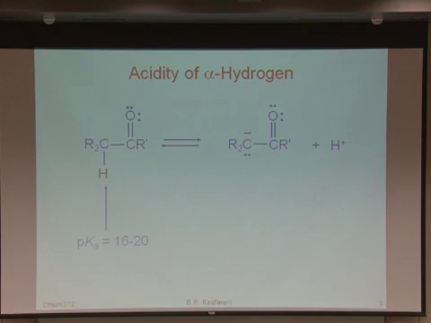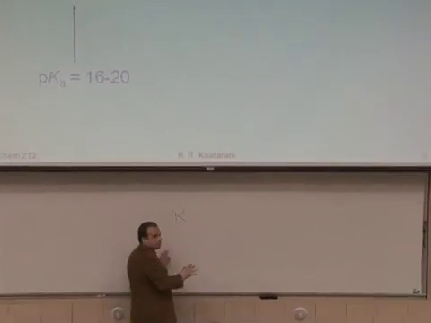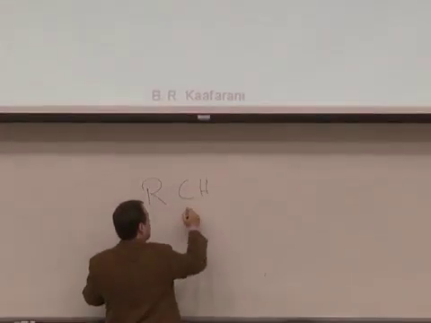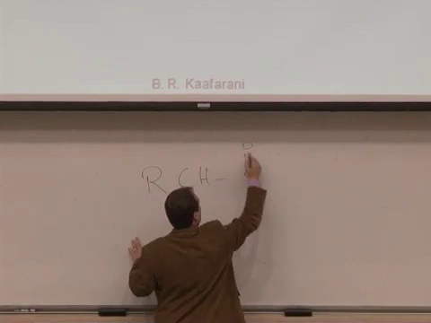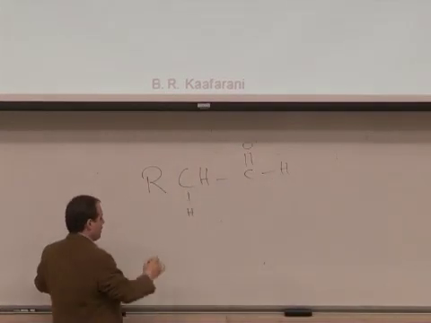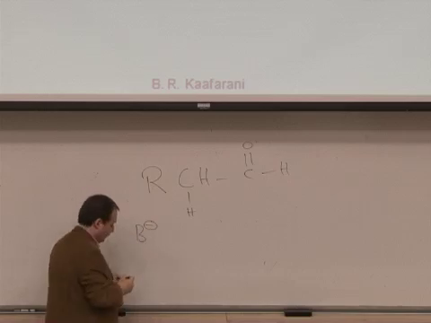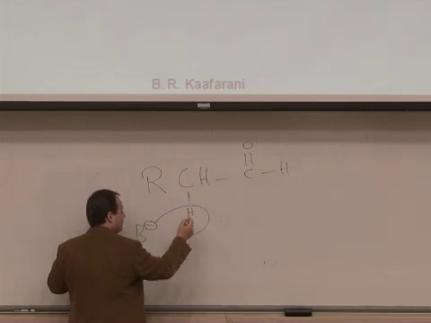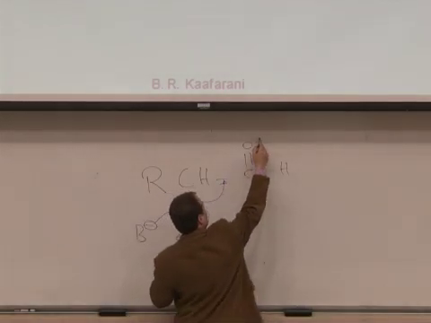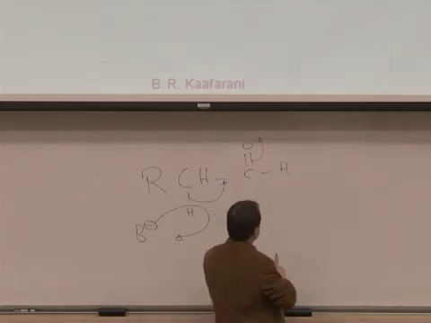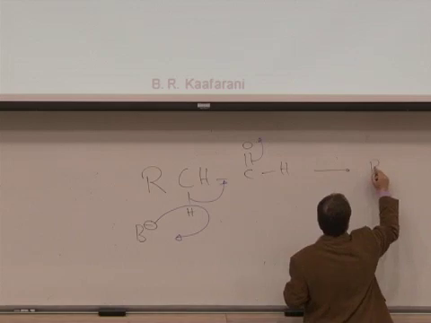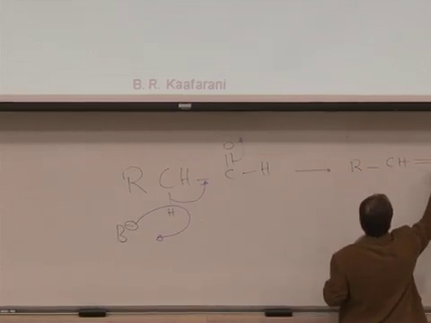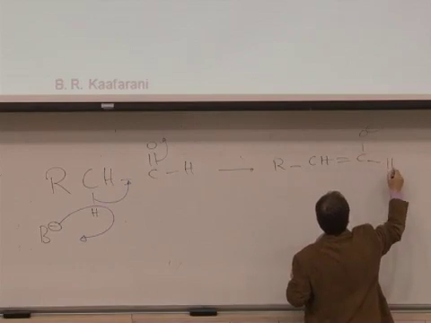So the acidity starts with having an appropriate base, and we're going to discuss that in detail. So I have some kind of an R group, and I have CH2, C double bond O, H. If I have a base, then I can take the alpha hydrogen and form the enolate. This is the structure of the enolate, CH double bond C, O minus, hydrogen.